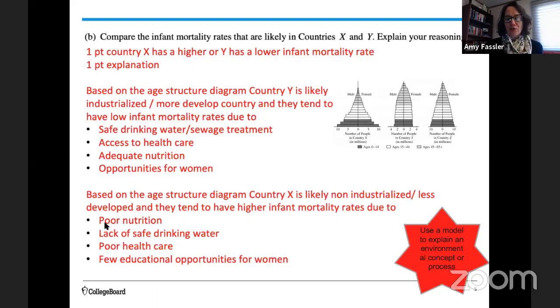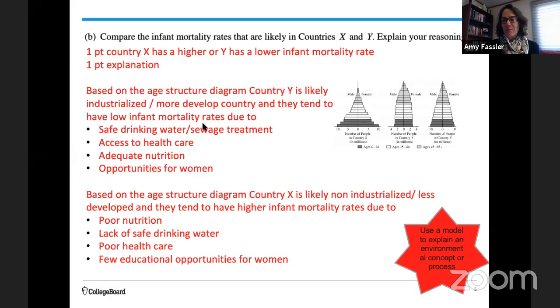So based on that age structure diagram, country Y is likely an industrialized or more developed country. And I can't just stop there, because if I simply say country Y has lower infant mortality rates because they are industrialized, I just haven't put enough meat on that explanation. My question then is, well, why do industrialized countries have lower infant mortality rates? And I'm guessing most of you honed in on something to do with access to healthcare or better nutrition or better access to safe drinking water.